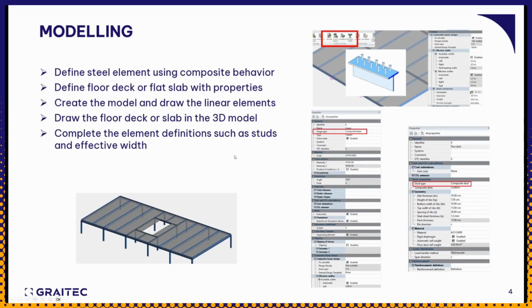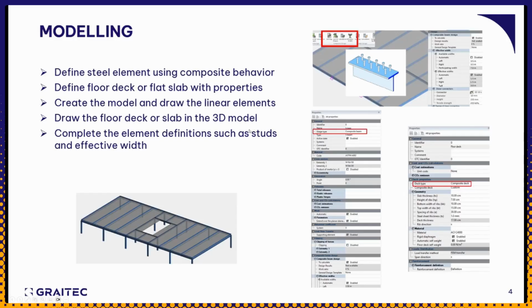In the second step, we will define our floor deck or slab with its properties, which is here. I have a screenshot there. As you see now, we have a deck type, to which you can assign a composite deck, or this can also be switched to a flat slab. Then you can define the properties regarding the slab, which will work in your composite action.